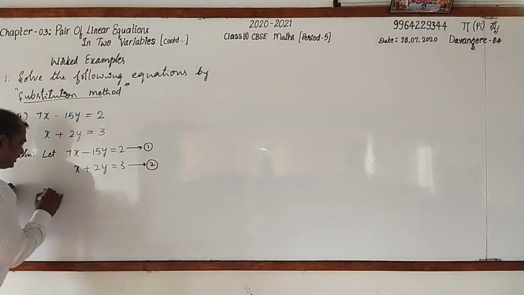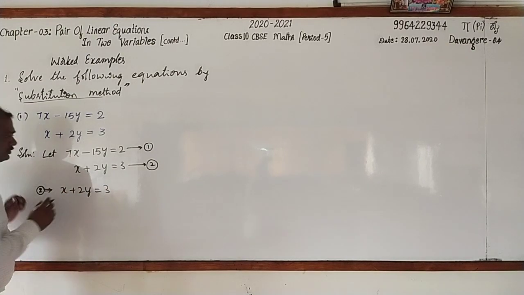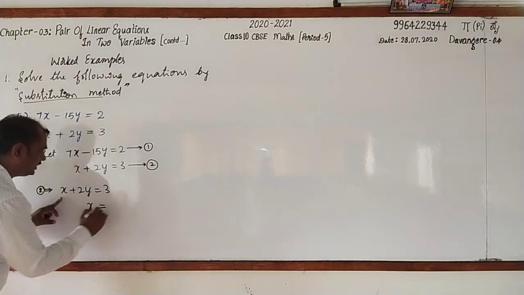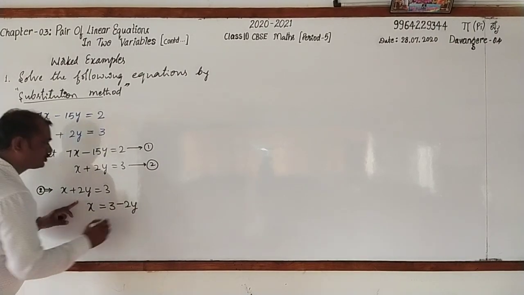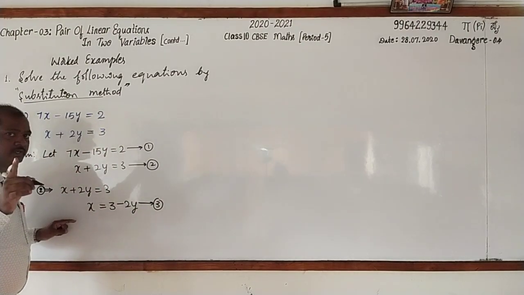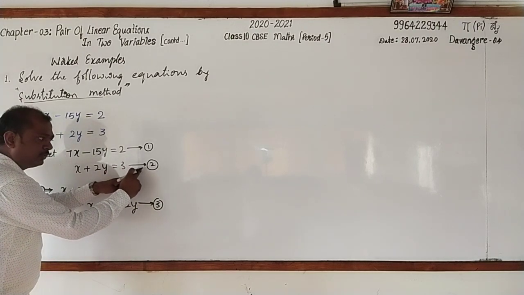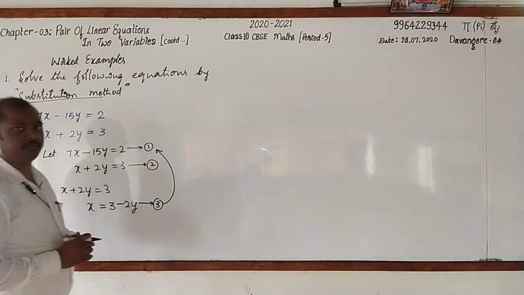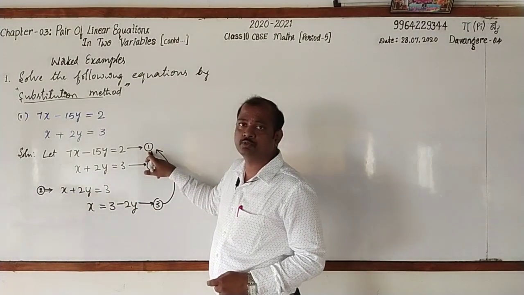I'll take the second equation. The second equation is x plus 2y equal to 3. Right? In this, I'll solve for x. x is equal to 3, transfer 2y to the right hand side, becomes minus 2y. Clear? You may call this equation 3. Dear students, please do remember, equation 3 is formed by using equation 2. Now, you are going to substitute equation 3 in 1. Clear? 3 is formed from 2, hence it should be substituted in 1.